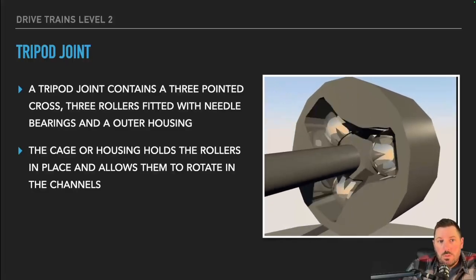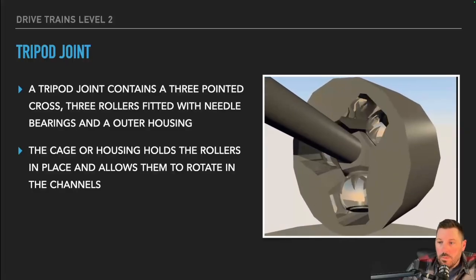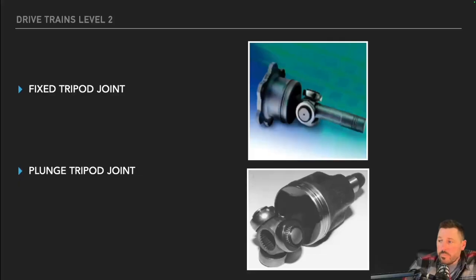And that's going to usually be the plunge joint on the inboard side. That'll allow for that movement. You can have a fixed joint as well.